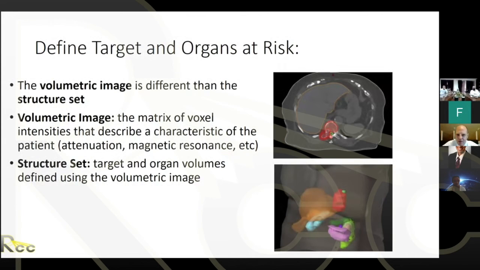The volumetric image is different from the structure set, and I think that can be confusing. The volumetric image is the matrix of voxel intensities that describe a characteristic of the patient, such as attenuation or magnetic resonance. In this case, it's attenuation, which is correlated with electron density. That's what we're seeing in the gray, the intensities. The structure set is the target and volumes defined using the volumetric image. These are what we define to say, here's my liver, here's my PTV, here's my CTV, here's my GTV, here's my spinal cord. Those colored contours you can see here are what we call a structure set.